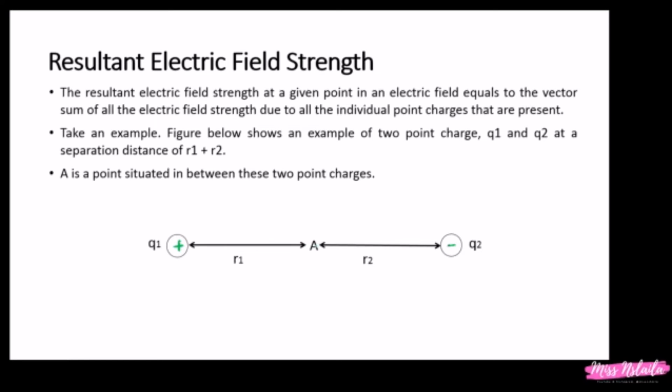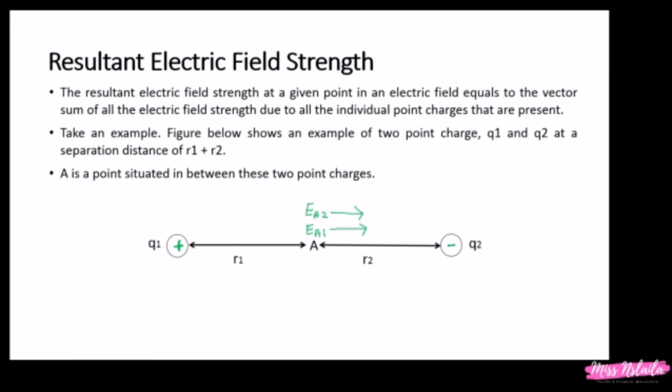Okay, first, let's label the direction of E at point A due to Q1. Since Q1 is a positive charge, the electric field lines go outwards from it in all directions, so near point A, the direction of the electric field strength due to charge Q1 will be to the right, because for a positive charge, the electric field lines go out. Meanwhile, for the direction of the electric field at point A due to Q2, the electric field lines around it go inwards into it. Thus, the electric field at point A due to charge Q2 will be to the right also. Both to the right, because the direction of the electric field lines is all that way. Okay, out from Q1 and into Q2.